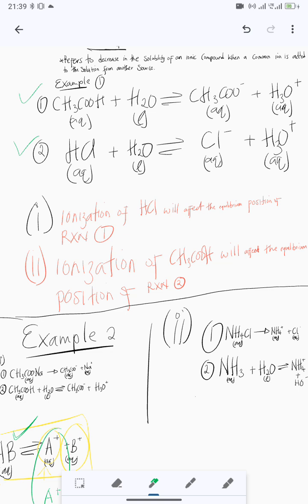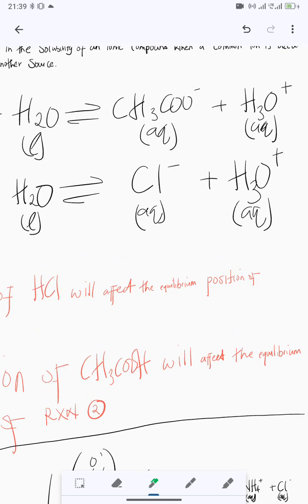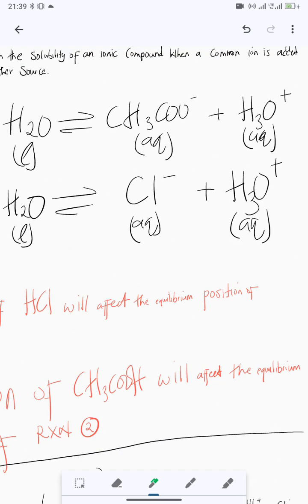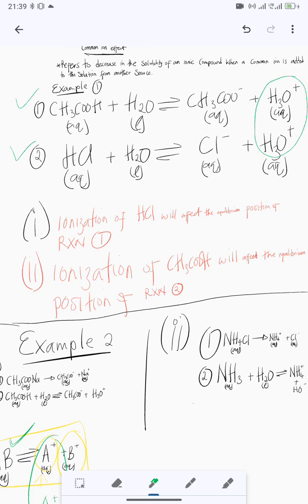Let's try and identify our common ion. Our common ion is this ion. Why? Because it is present here and here. So it is the common ion. You understand? So what happens with the common ion effect? For example, you will begin in your solution with acetic acid, and then it ionizes into the acetate ion and hydronium ion.